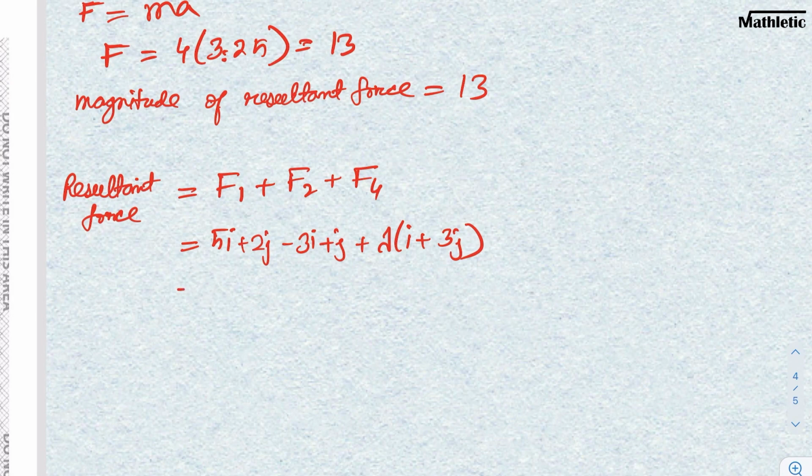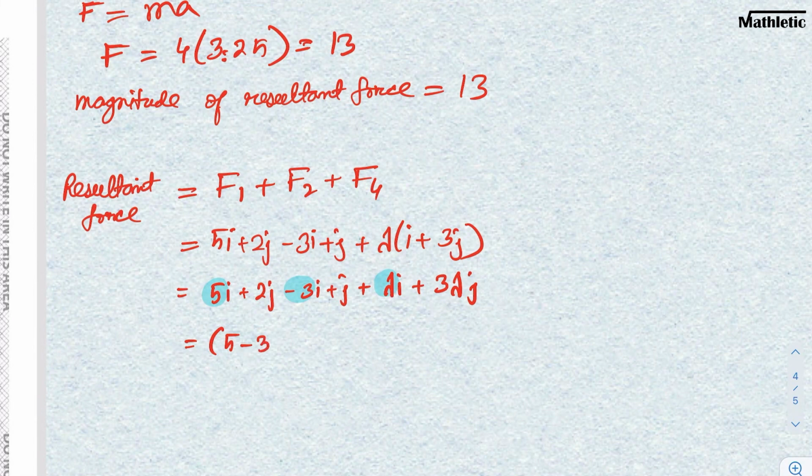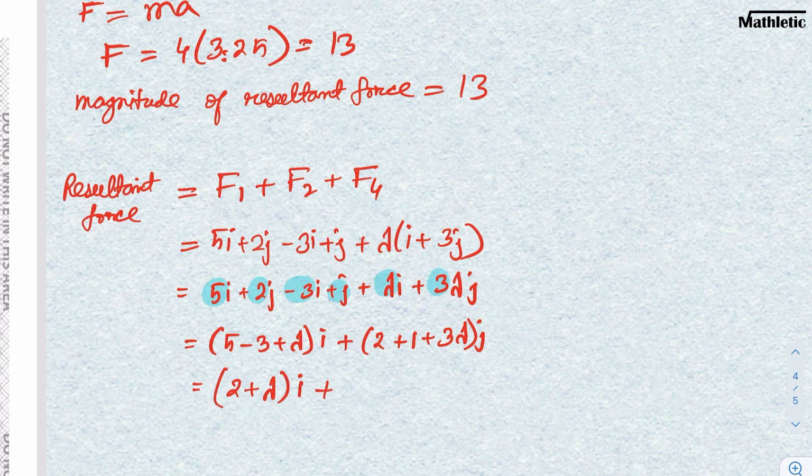So if we simplify this one, we get 5i + 2j, minus 3i + j, plus lambda i + 3 lambda j. Next I will take all the i related terms in one bracket. So (5 minus 3 plus lambda) i. The j related coefficients: (2 plus 1 plus 3 lambda) j. So that's 2 plus lambda and 3 plus 3 lambda.